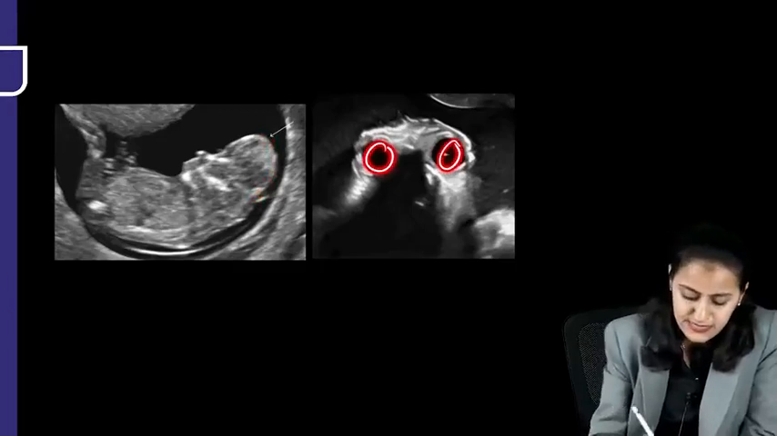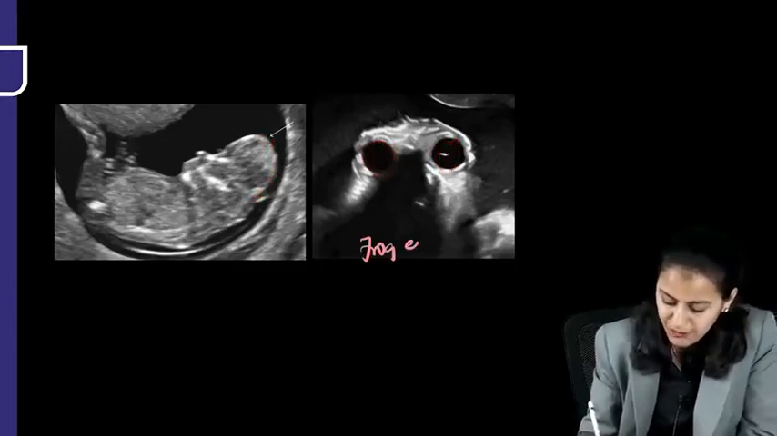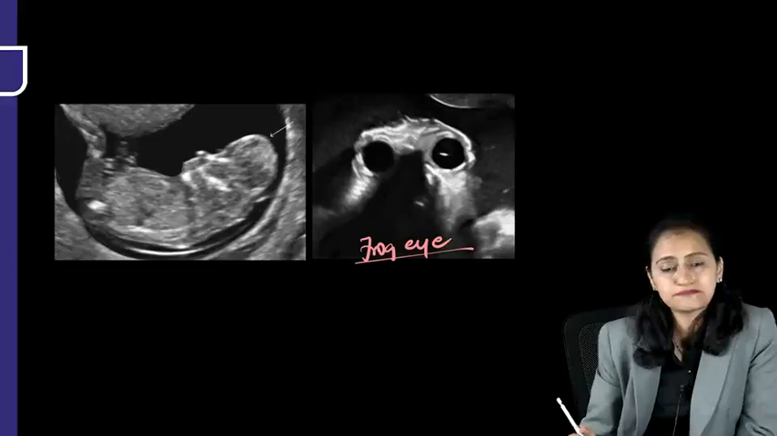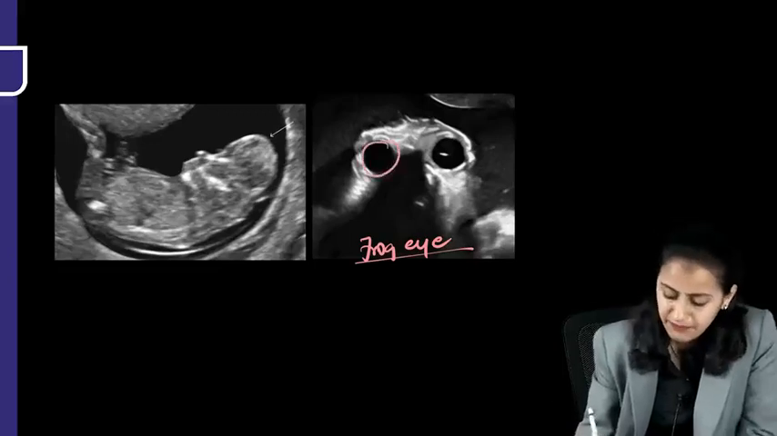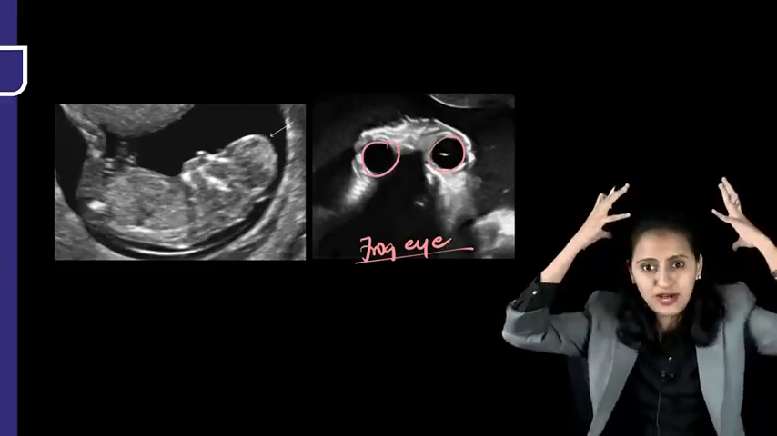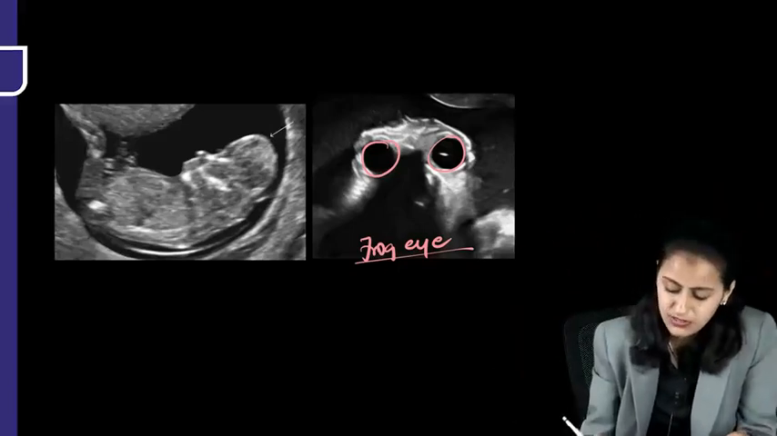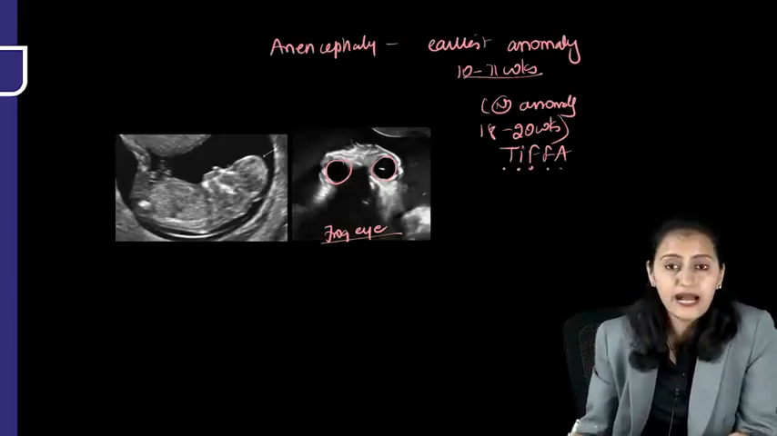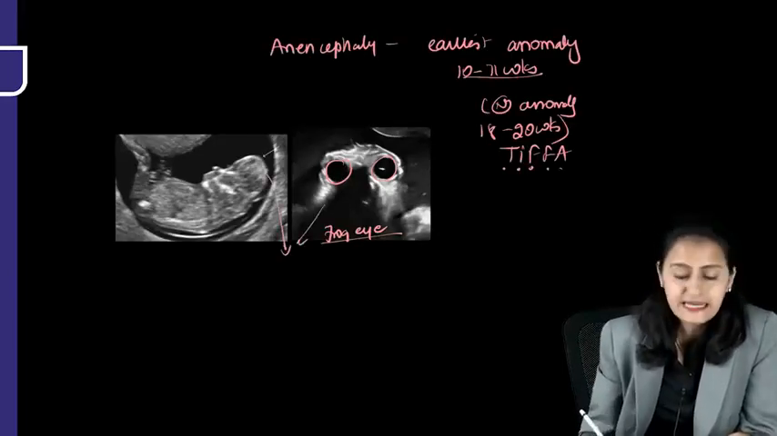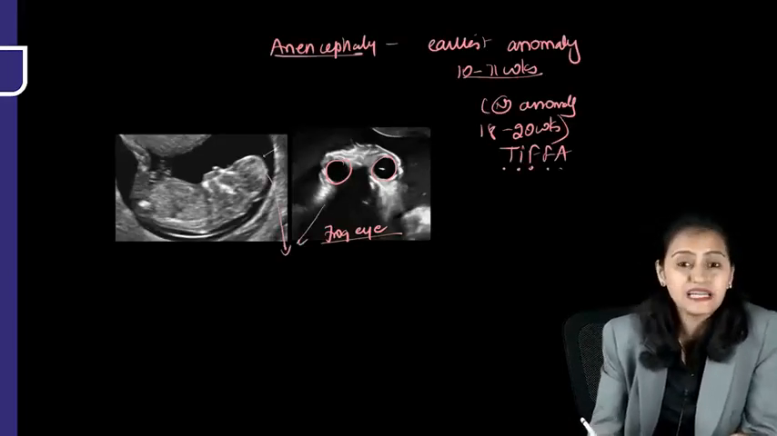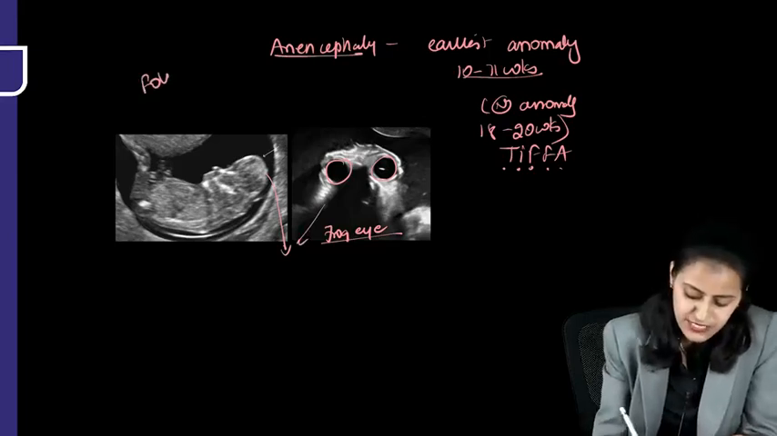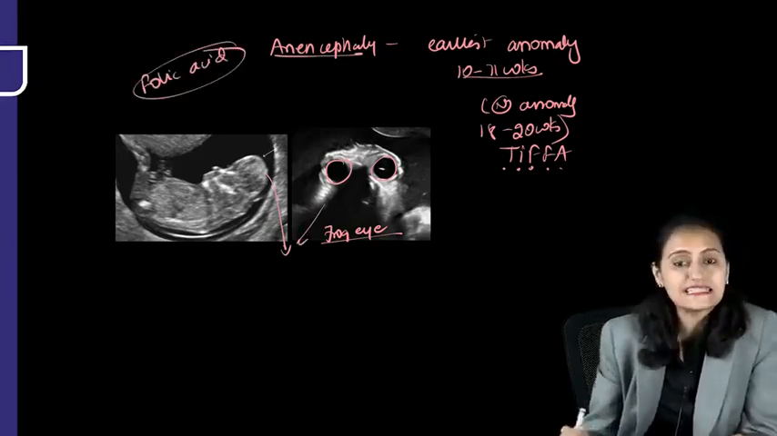And the sign that we see here is called the frog eye appearance, because over these eyes we are not seeing the cranial vault, and there can be absence of brain parenchyma also. So that is the frog eye appearance. This is anencephaly. Remember, to decrease the risk of neural tube defects, we need to supplement folic acid.